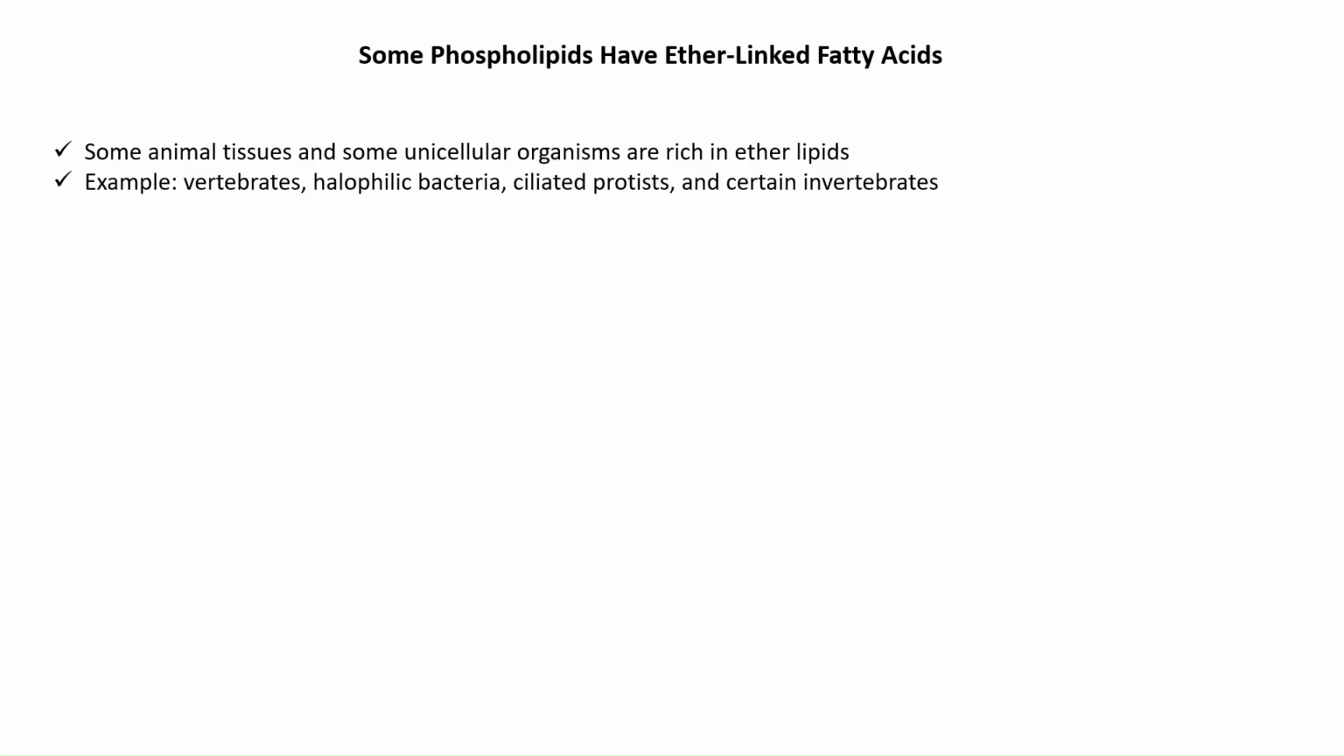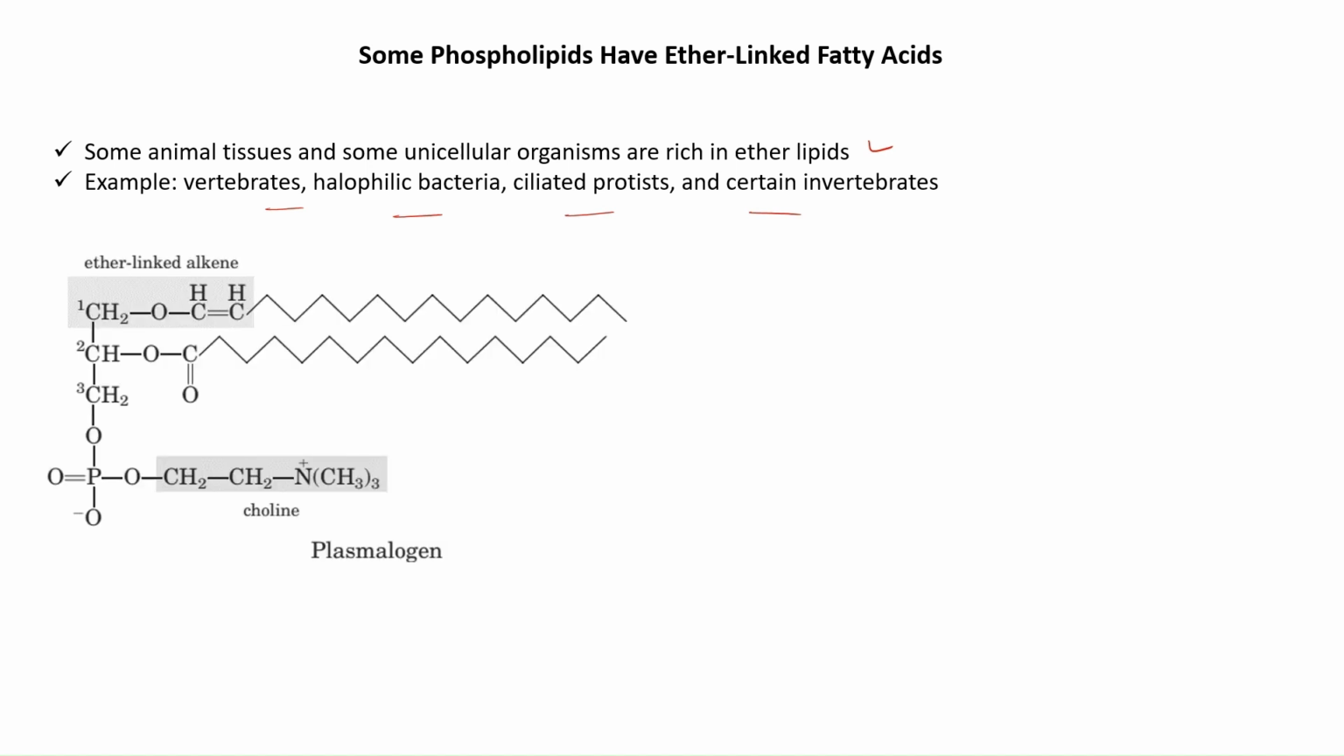Now, some phospholipids have ether-linked fatty acids. Some animal tissues and some eukaryotic organisms are rich in ether lipids, for example some vertebrates, halophilic bacteria, ciliated protists, and certain invertebrates. An example of an ether-linked fatty acid phospholipid in vertebrates is plasmalogen. This phospholipid is present in our heart. About half of the heart phospholipids are plasmalogens.